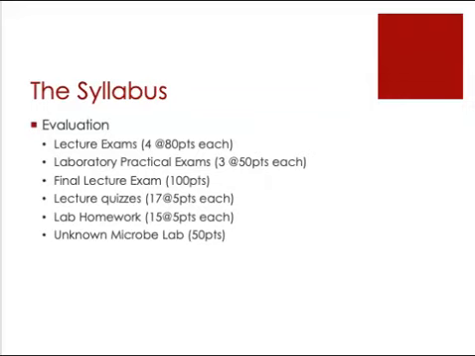I mentioned earlier that you're going to have weekly lecture quizzes to complete and laboratory homework to do. And the last thing you'll be doing for me, the very last laboratory exercise, is known as the Unknown Microbe Lab. This lab is worth 50 points. This last laboratory assignment essentially has you putting together all of the things that you've learned through the course.